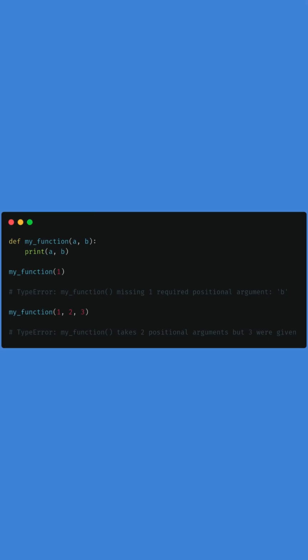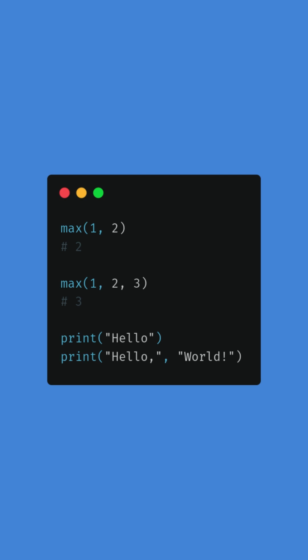Number 3. Variadic functions. When you define a function with some arguments, you must pass all of them when calling the function. No more, no less. But there are some functions that seem to accept any number of arguments. Functions like max, min, or our very own print function. These are called variadic functions. Now let's see how you can write your own variadic function.